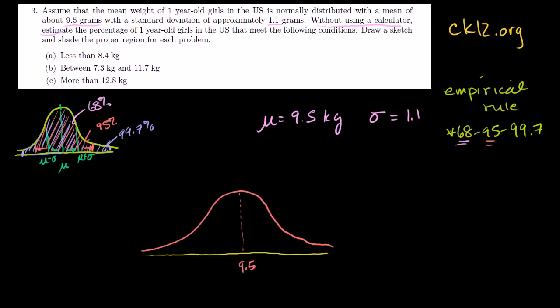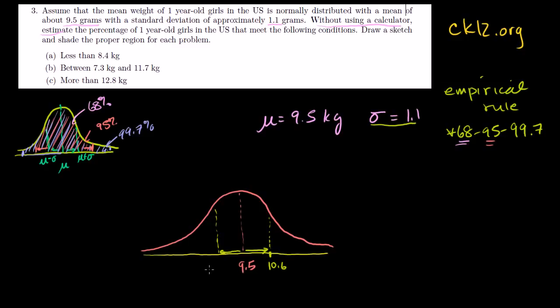9.5 is the mean. I won't write the units. It's all in kilograms. One standard deviation above the mean, we should add 1.1 to that, because they told us the standard deviation is 1.1. That's going to be 10.6. So let me just draw a little dotted line there. One standard deviation below the mean, we're going to subtract 1.1 from 9.5.